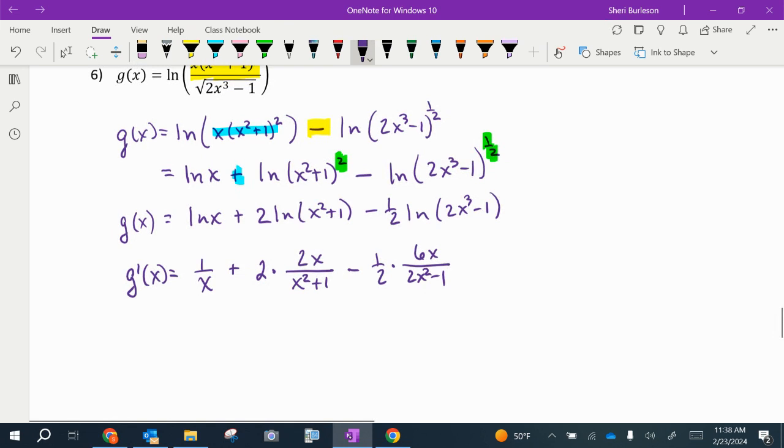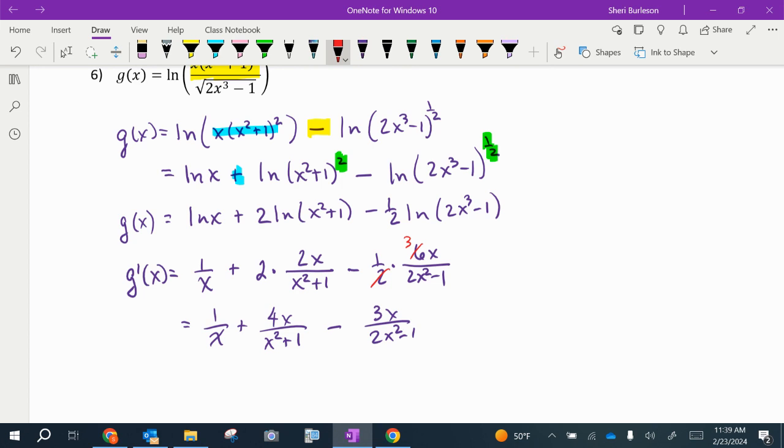And now this becomes very easy to simplify. 1 over x plus 4x over x squared plus 1 minus 3x over 2x cubed minus 1, because 2 divides into 6 3 times. Way simpler. I did not have to use a quotient rule. I did not have to use a product rule. I didn't have to use a power rule. I can just do straight logarithmic derivatives and that makes the process much easier.